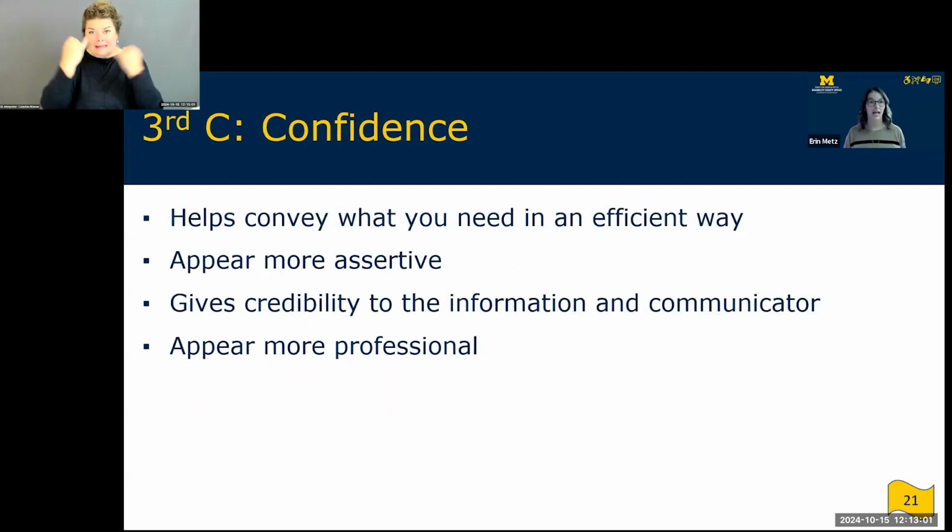The third C is confidence. Confidence helps convey what you need in an efficient way. It helps you appear more assertive, gives credibility to the information that you're sharing and to yourself as the communicator, and it helps you appear more professional. When we're able to think ahead about our message, it helps us remove a lot of those filler words, those words like um or uh, because we know what our message is and we understand and know the meaning behind it.